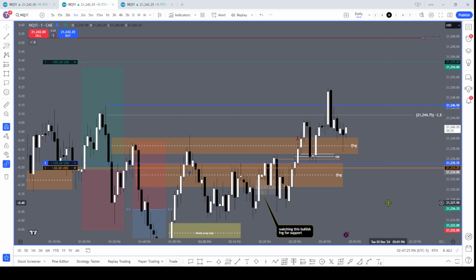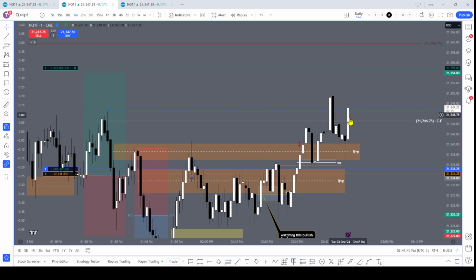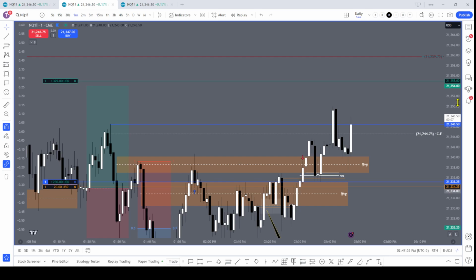If I see closes below the midpoint of that inversion fair value gap here, then that would be a bearish signature. But this is a good sign here. Strong candles. Bodies respecting this inversion fair value gap. Watch how these candles close.